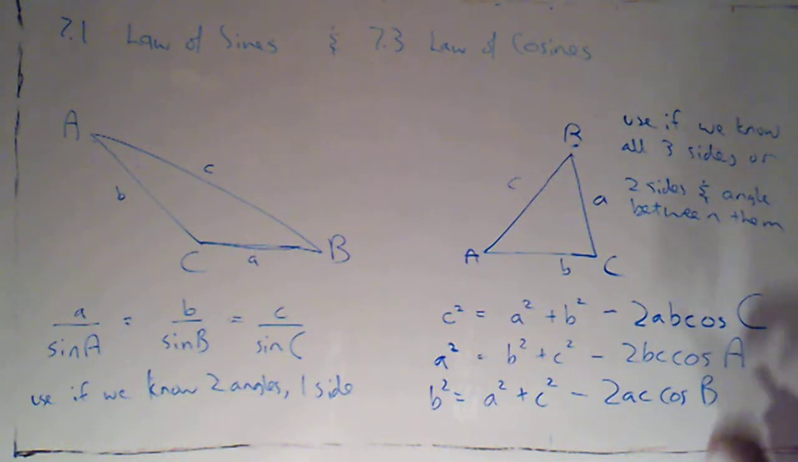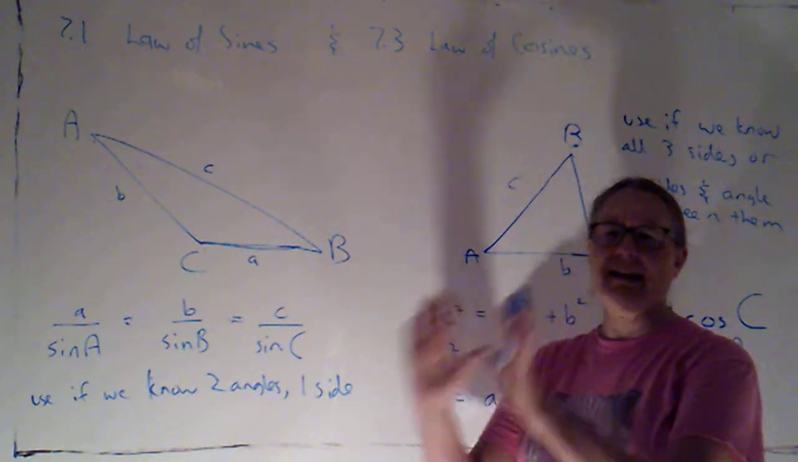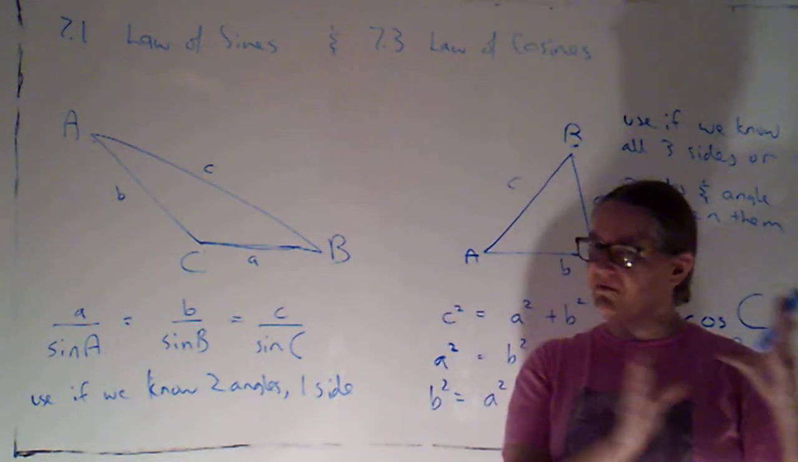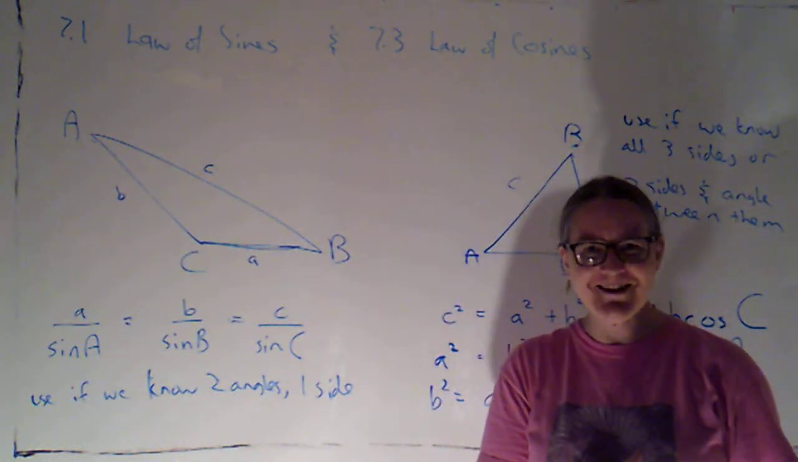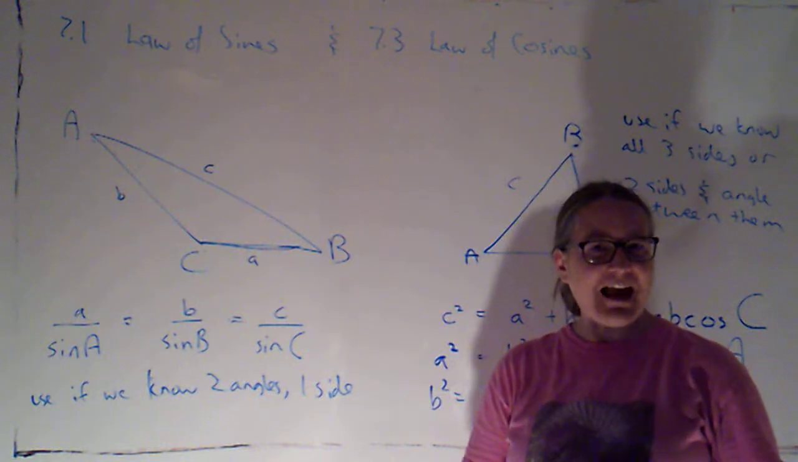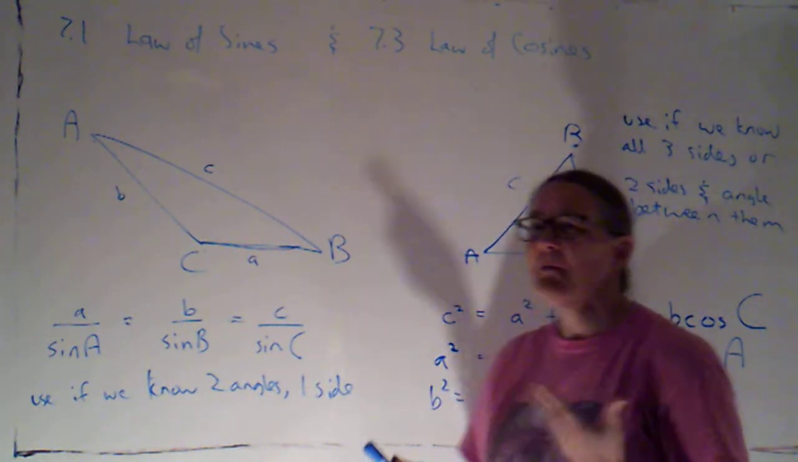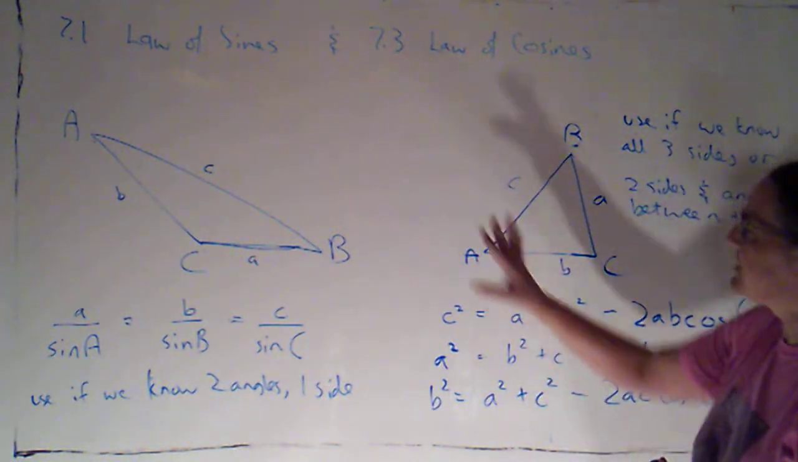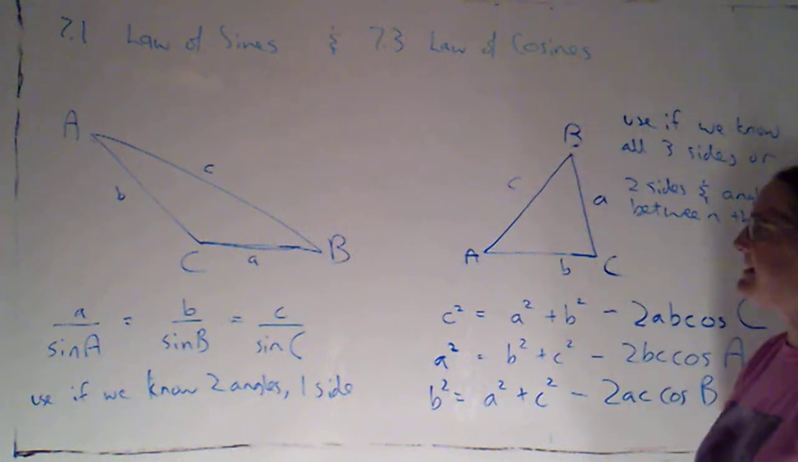Okay. In 7.2, we call it the ambiguous case because for some combinations of numbers, you don't get any triangles at all. For other combinations of numbers, you get one triangle. For others, you get two triangles. It's kind of a fun puzzle to actually figure out how many triangles can fit the data that you're given, but it's a little more complicated. And so I'm just going to focus on the simpler cases that are covered in 7.1 and 7.3.